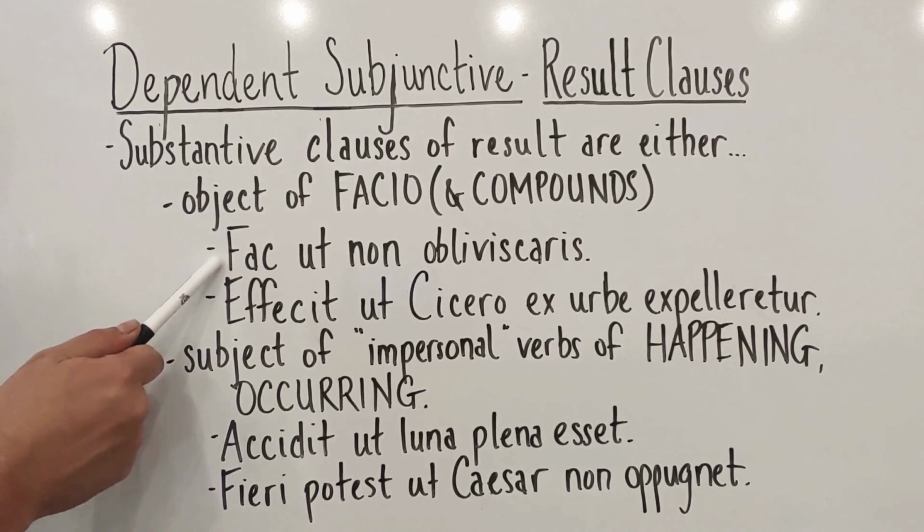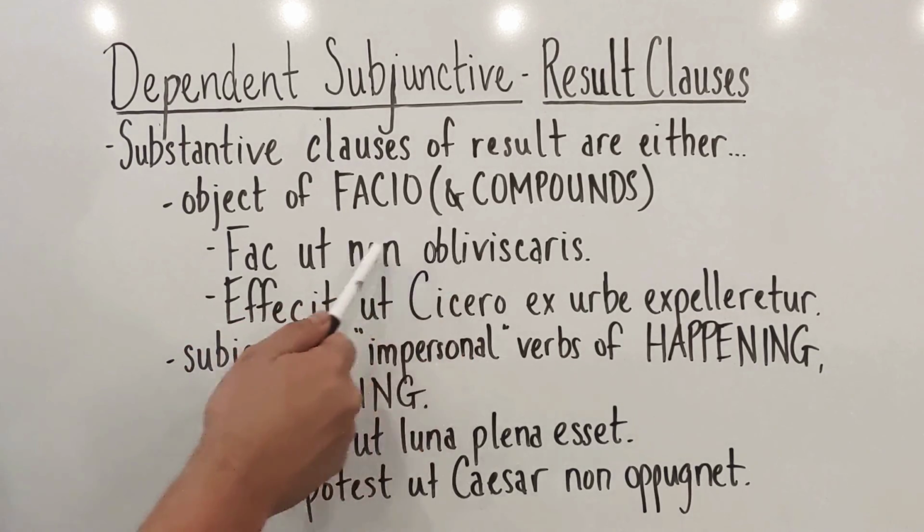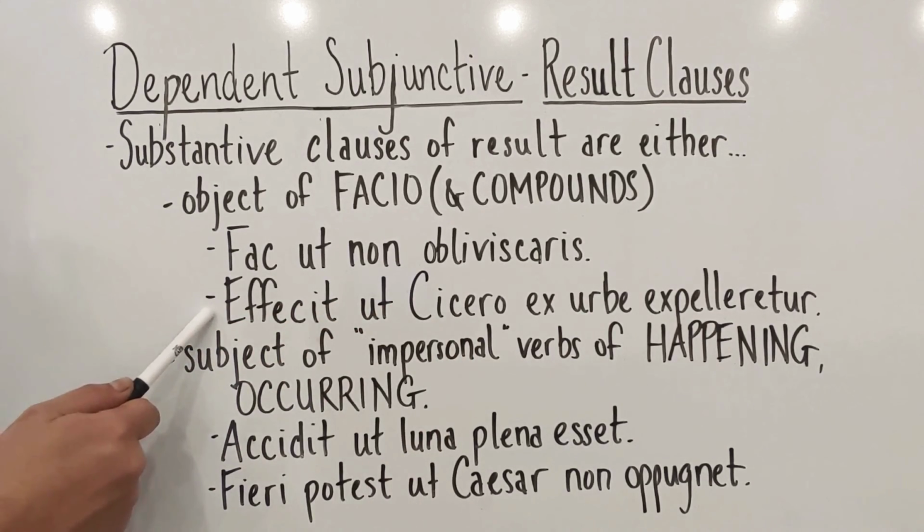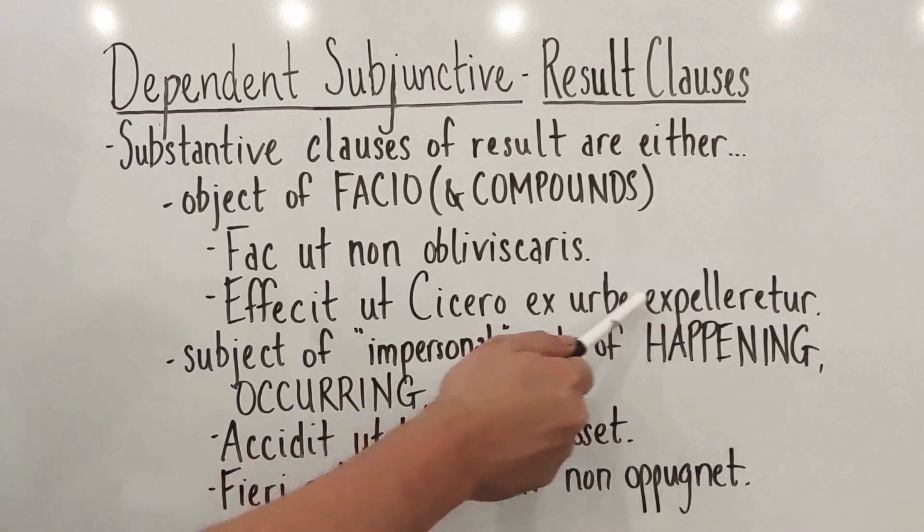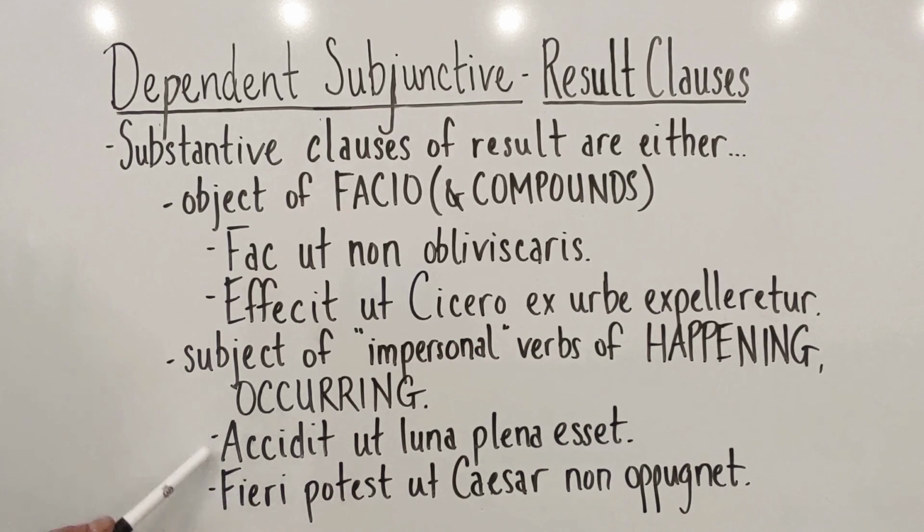Fac ut non obliviscaris, take care that you not forget. Effecit ut Cicero ex urbe expelleretur, he brought it about that Cicero was banished from the city. Or we can have something like accidit ut luna plena esset. Evenit is also a popular one. Fieri potest, it is possible. The negative of this is typically nullo modo fieri potest. It is quite impossible. In no mode or in no way is it possible. Fieri potest, possibly Caesar may not attack.